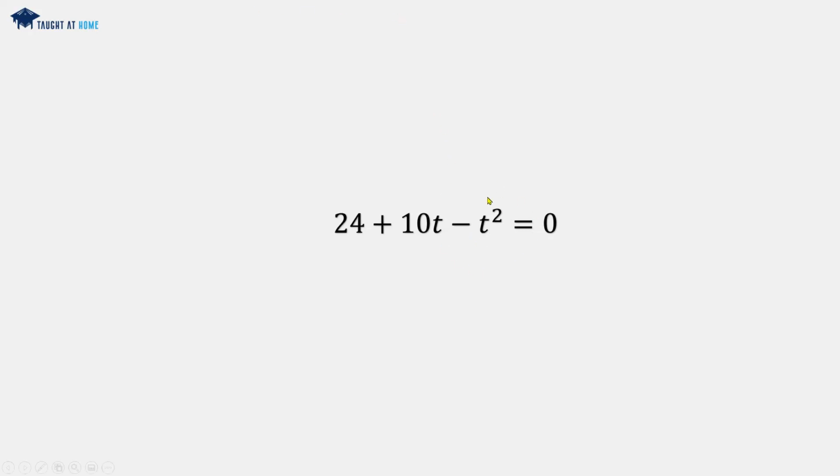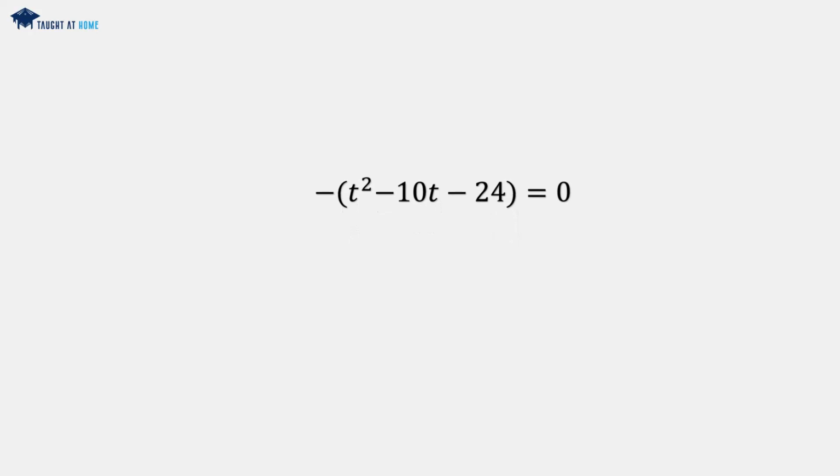Now because we've got minus t squared, we want to have this as the leading term. So we'll just rearrange this and swap the 10t and 24 around. Now we've got minus t squared plus 10t plus 24 equals 0. Now we're going to factorize this. So we can factor out the negative there. And now we can factorize the brackets.